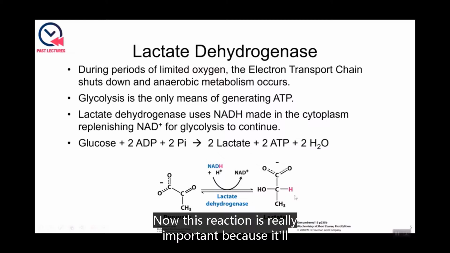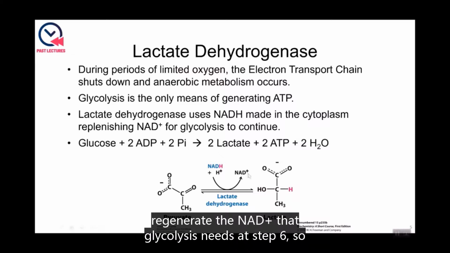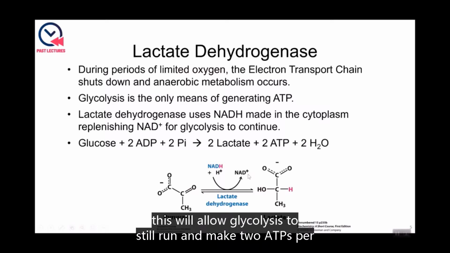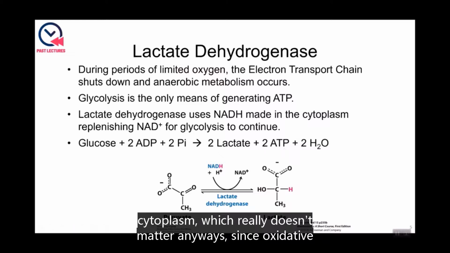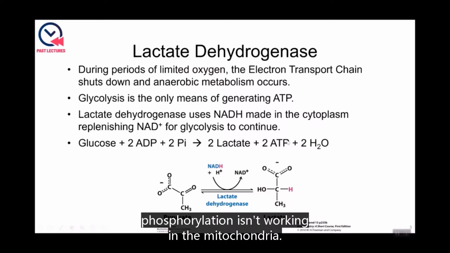Now, this reaction is really important because it'll regenerate the NAD+ that glycolysis needs at step 6. So this will allow glycolysis to still run and make 2 ATPs per glucose molecule, but it will no longer be making NADH in the cytoplasm, which really doesn't matter anyways since oxidative phosphorylation isn't working in the mitochondria.